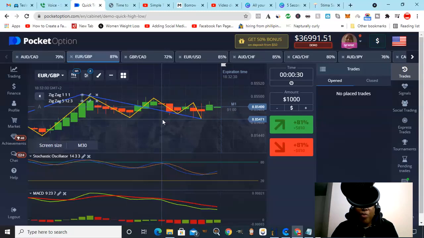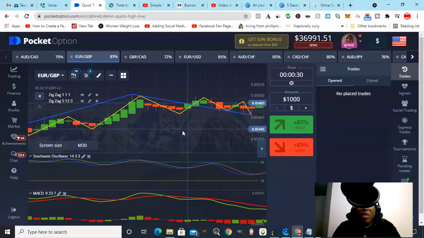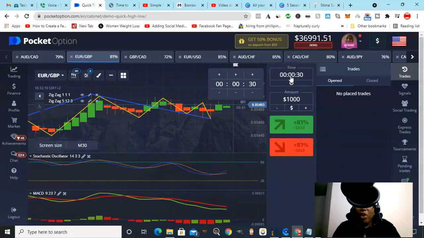So let's see what we're going to do here. Once we have our setup, guys, the candles I'm using are 1 minute candles, and the trade time is 3 minutes. So you come here and you put 3 minutes, guys. So right here, you put 3 minutes. So trade time is 3 minutes. The candles are 1 minute candles. And of course, we are going to look at the setup.